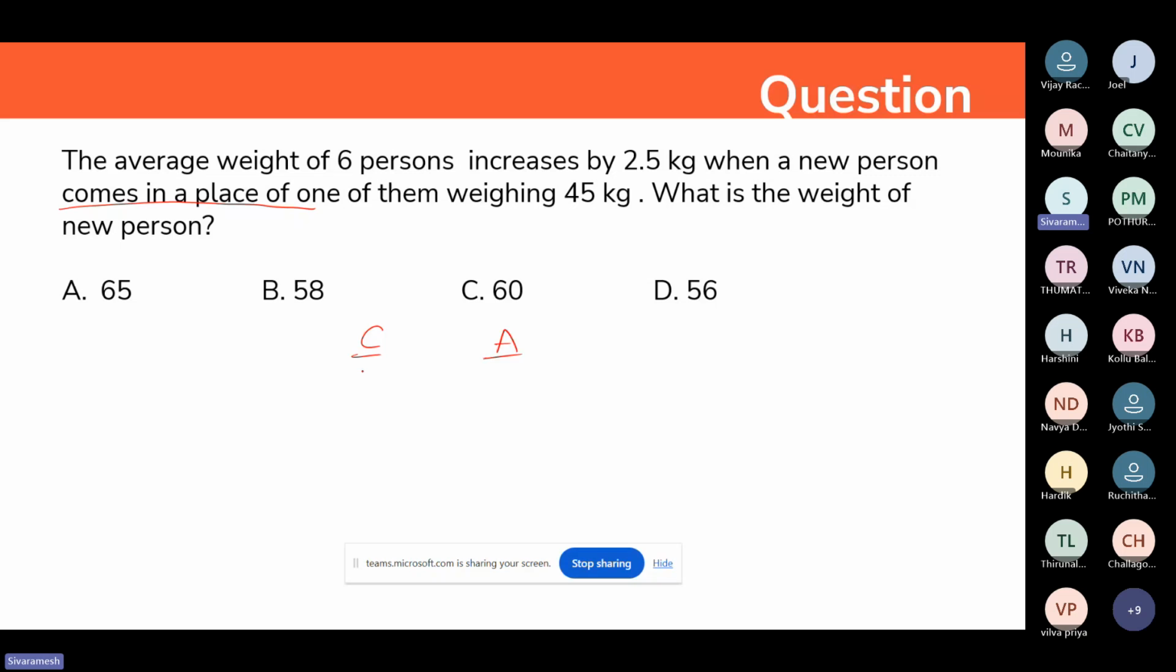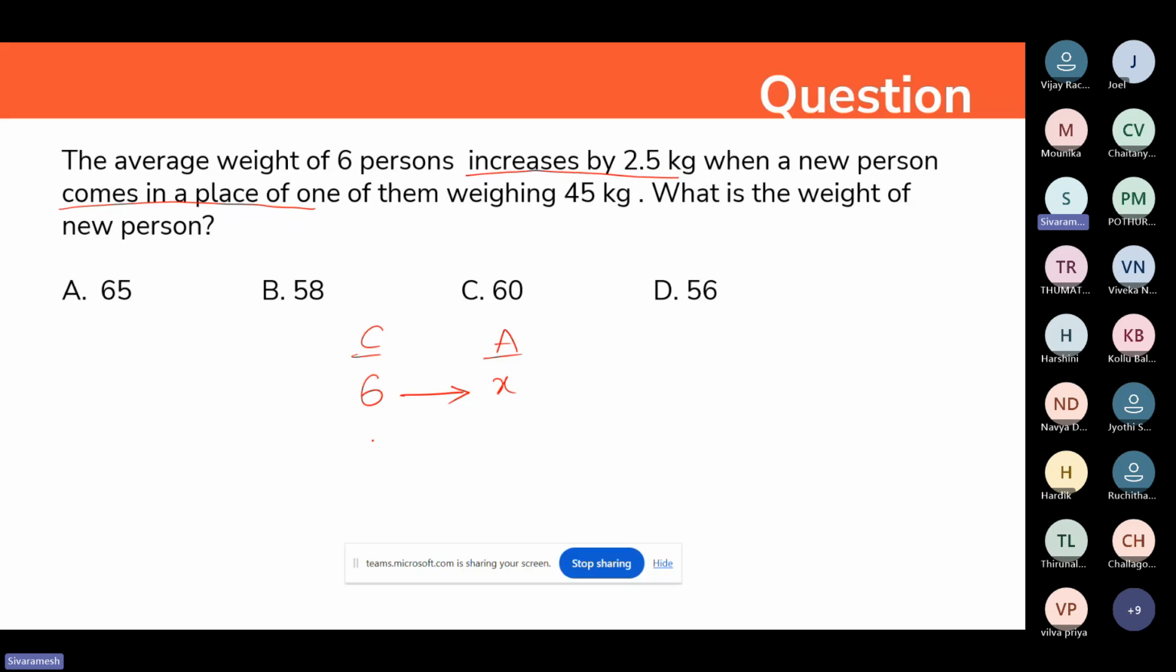Now, here we know the count. There are 6 persons. Average: okay, don't consider that the average is 2.5 kg. They are mentioning that the average increases by 2.5 kg. Why is the average increasing by 2.5 kg? Because a new person comes in place of the old person, that's the reason. So we don't actually know what the average of the 6 people is. So now what we can say is that the average of 6 persons is x.